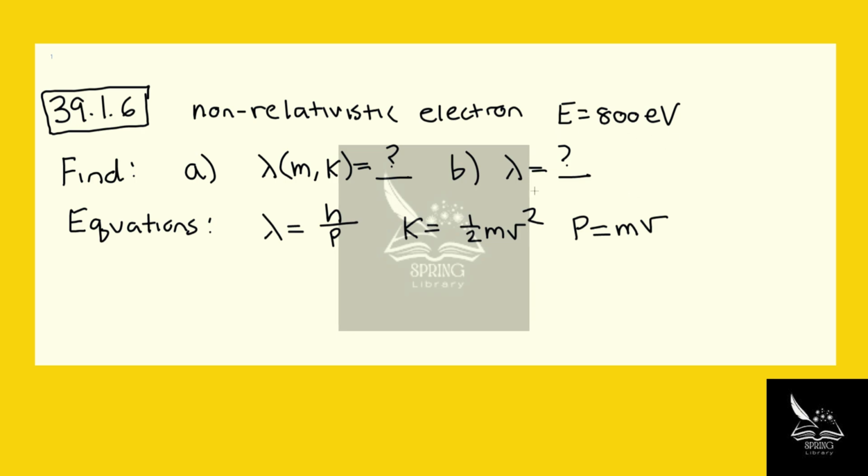kinetic energy. The equations we'll use are the definition of a de Broglie wavelength in terms of h and momentum, Planck's constant h. We also need the simple definitions for kinetic energy and momentum. All right, let's jump into it.